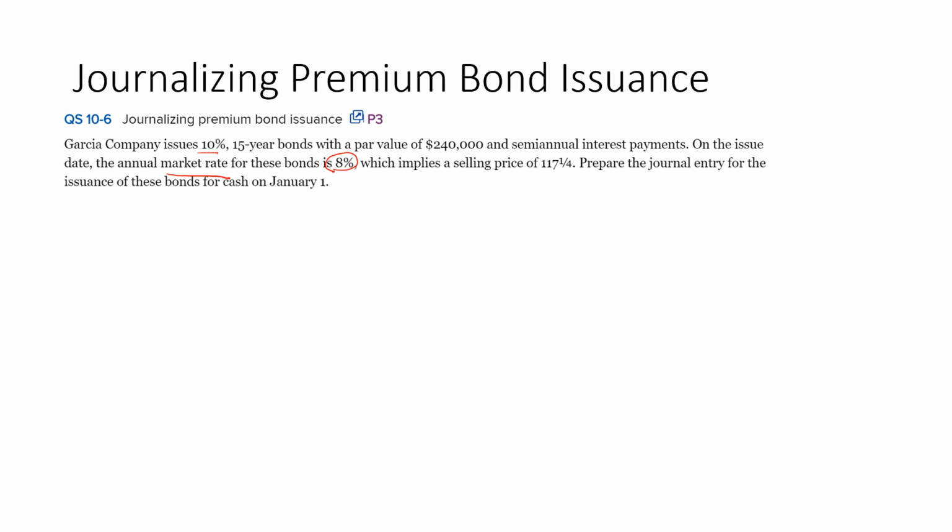Okay, so this implies a selling price of 117.25. So since that ratio or percentage is greater than 100, that's what tells us that the bond is selling for greater than face or par value. So prepare the journal entry for the issuance of these bonds for cash on January 1st. So our journal entry will be dated January 1st. Like all bond issuance journal entries, we debit cash and credit bonds payable.